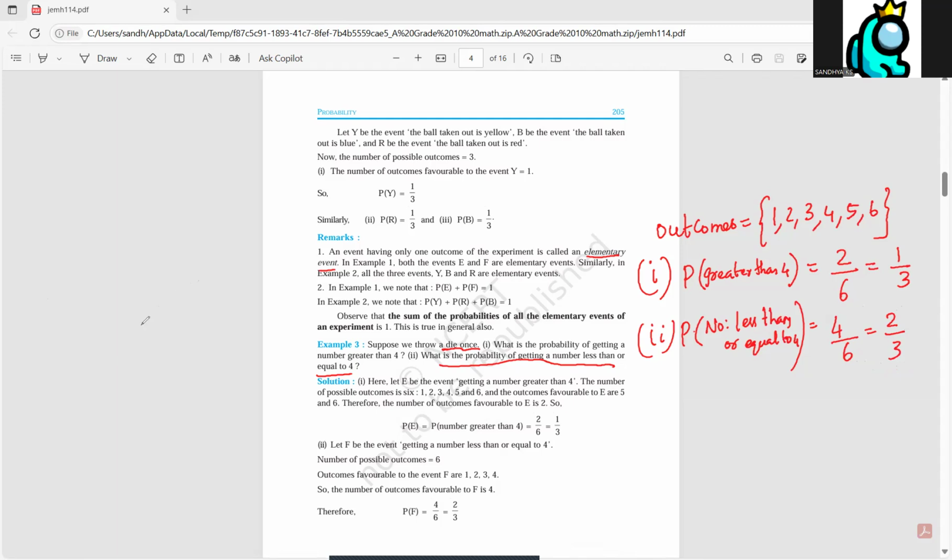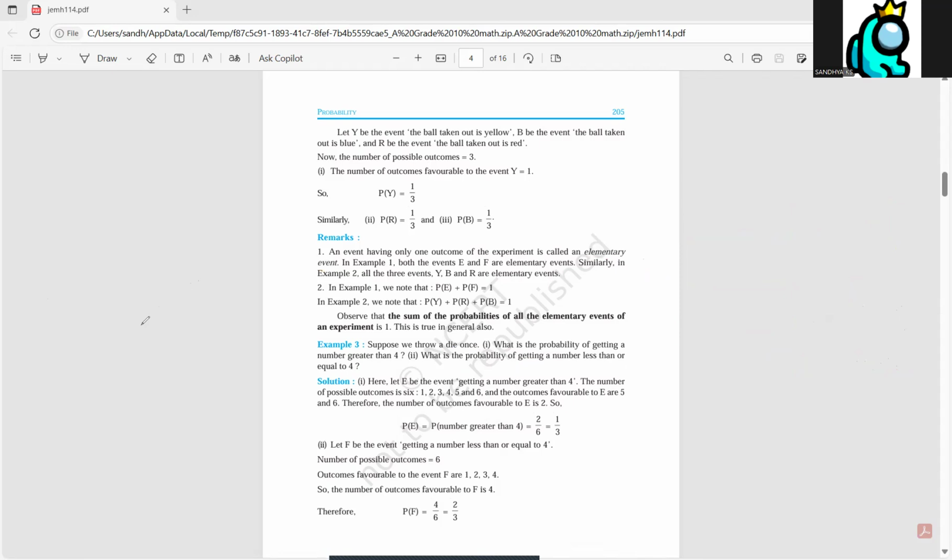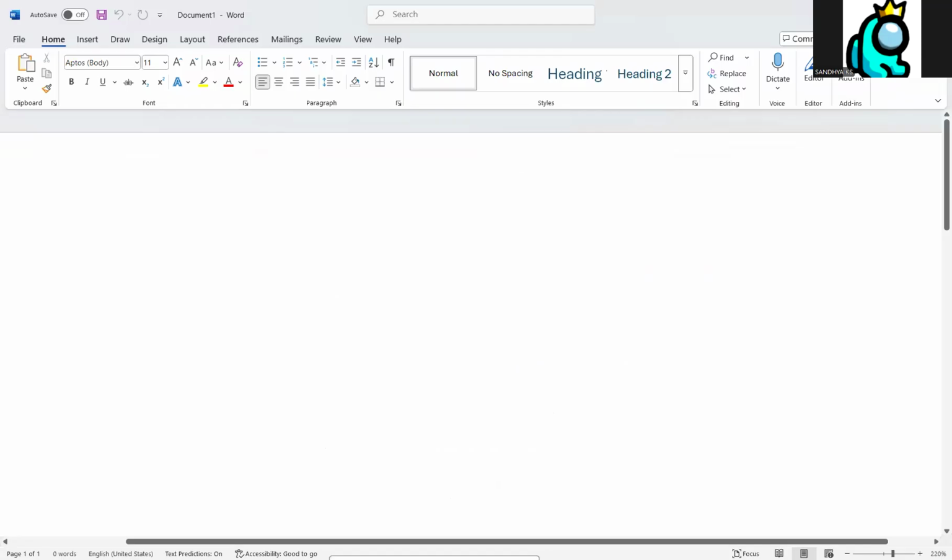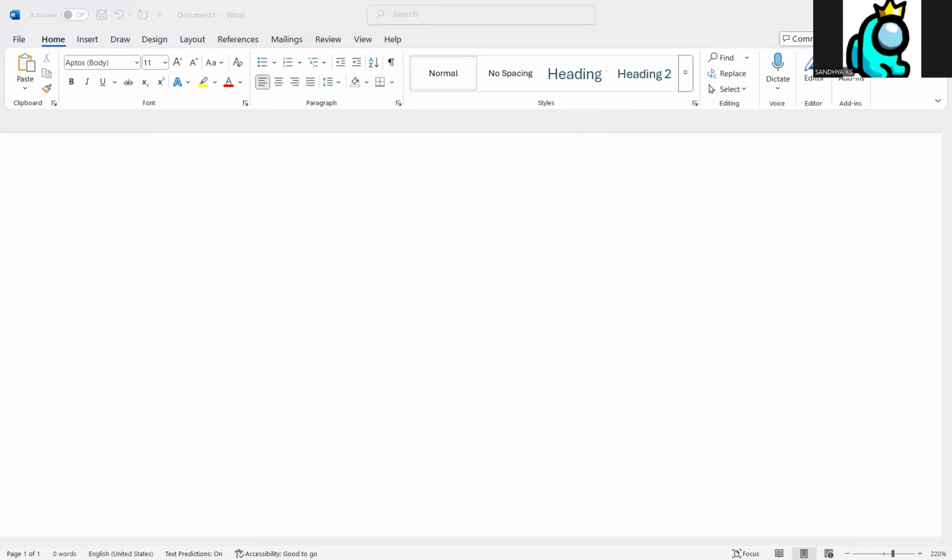Now, the same things, how you will apply the probability in a deck of cards. Okay, so that only we are going to see now. So a deck of cards contains how many cards? We have a total of 52 cards.